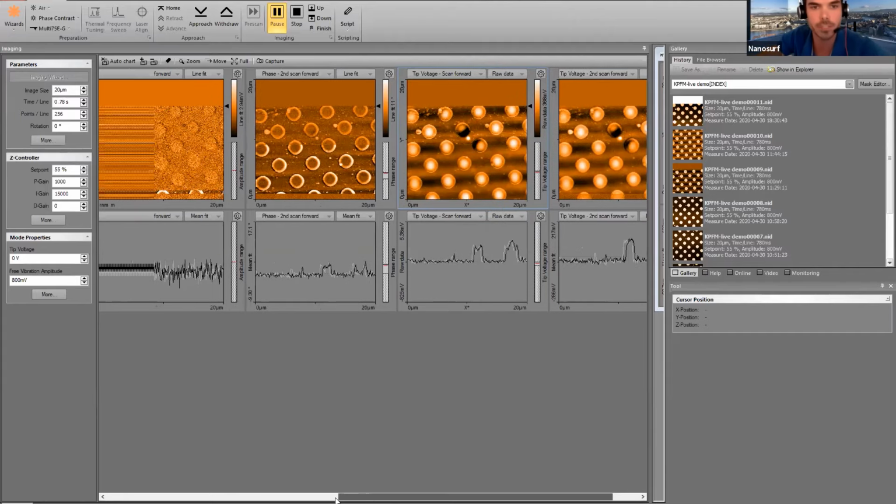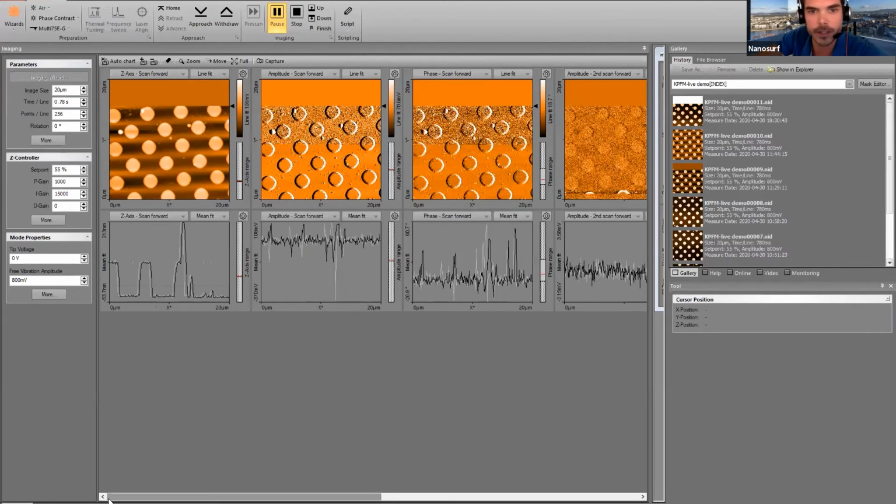We do have another question. Can you excite the sample with a laser to see how the surface potential changes?